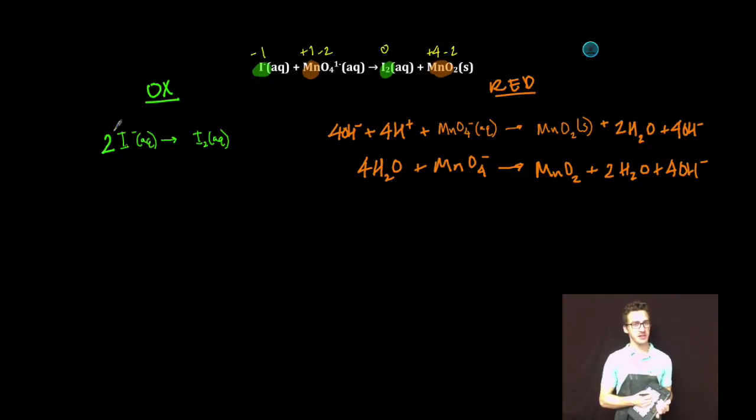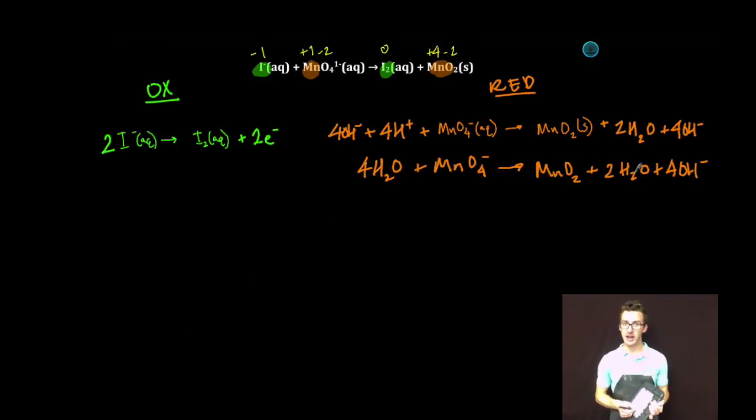As I look at the left-hand side of my oxidation half reaction, the total amount of charge on the left-hand side is -2, because each of those iodide ions is contributing -1 charge. On the right-hand side, there's nothing charged, so it's 0 over here. I need to balance the charge within the oxidation half reaction. In order to do that, we're going to add electrons. And in oxidation, we'll add them to the right-hand side.